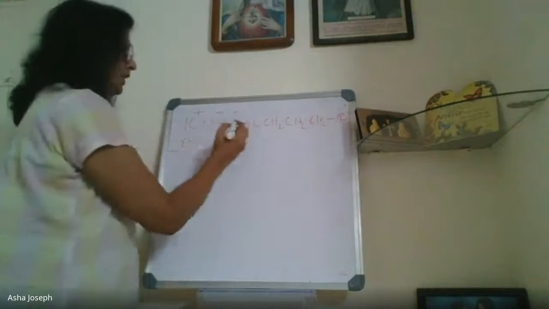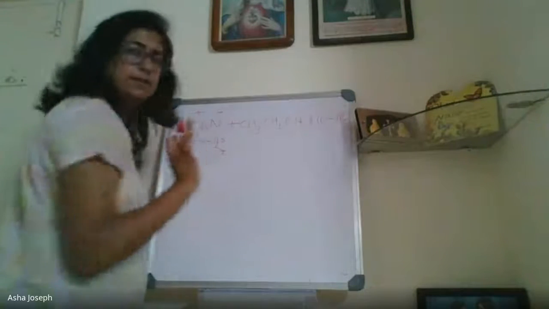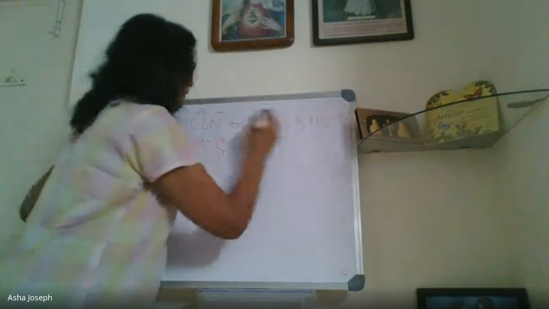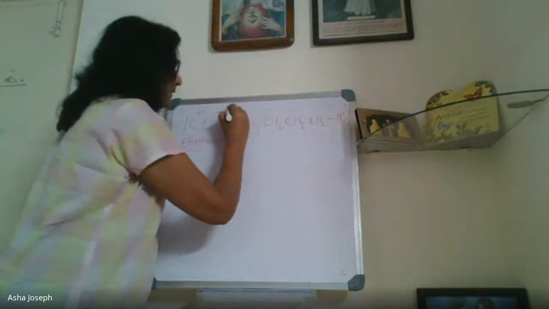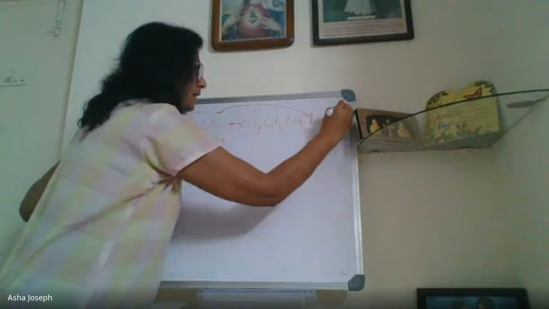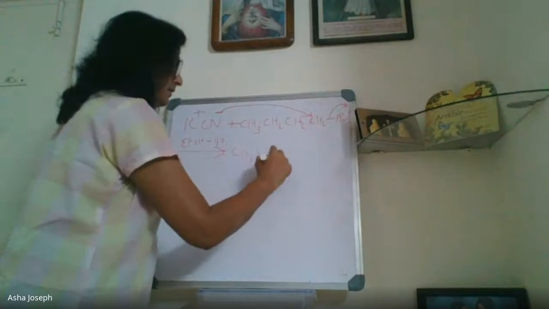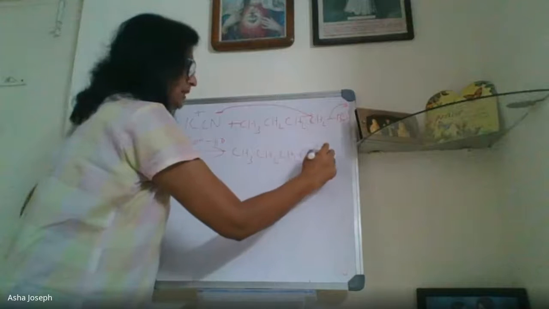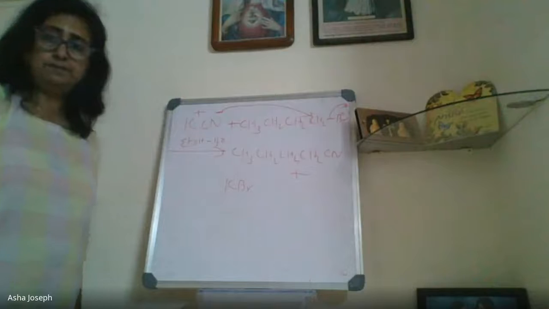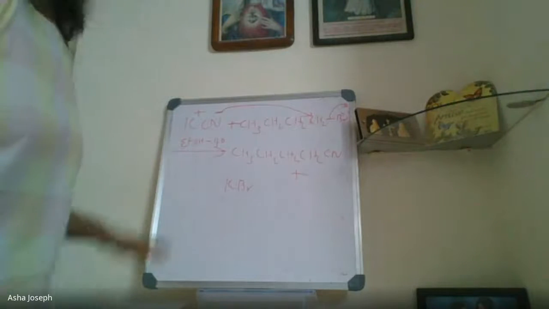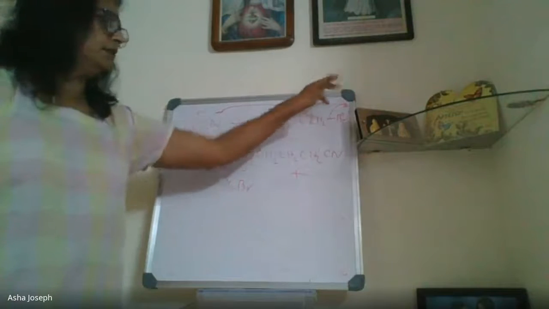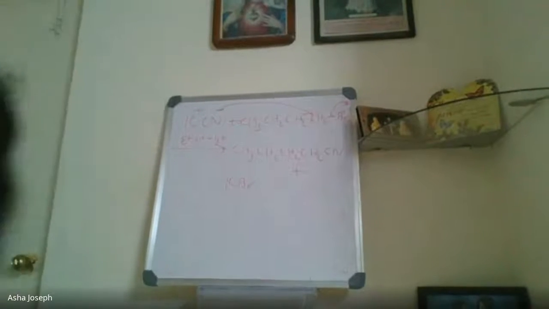So you can say that here, in the reaction, Br will be replaced by CN. The CN minus ion will come to the CH2, and the Br will go. That is a very simple mechanism: CH3, CH2, CH2, CH2, CN plus KBr. Got it? It is an SN2. My CN minus will come here, this will go. So you showed the mechanism.